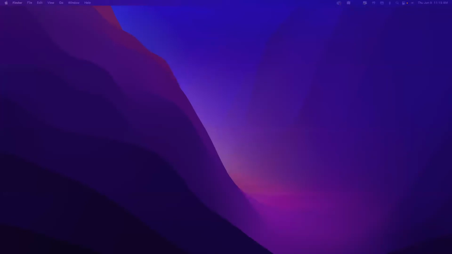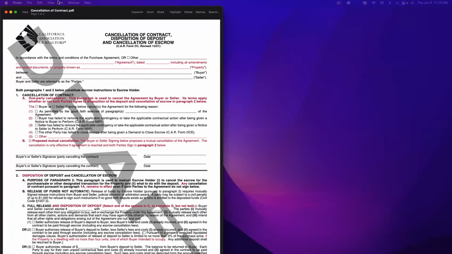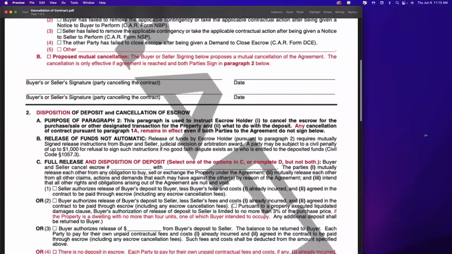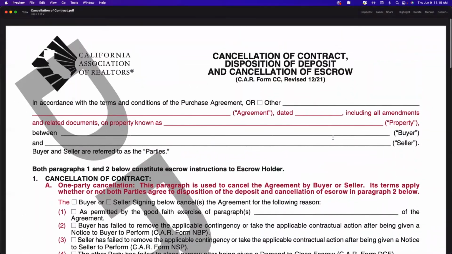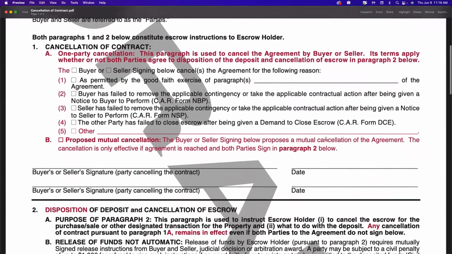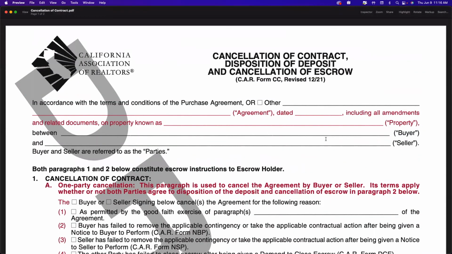Okay, so now let's look at some of the changes. And the first one I want to show you is the cancellation of contract. So just so you guys know, the red sections, these redlining sections that are showing up in these drafts, because if you see, it says draft across there because they're not available forms yet. Those red sections are the changes that have been made from the previous version of this form.